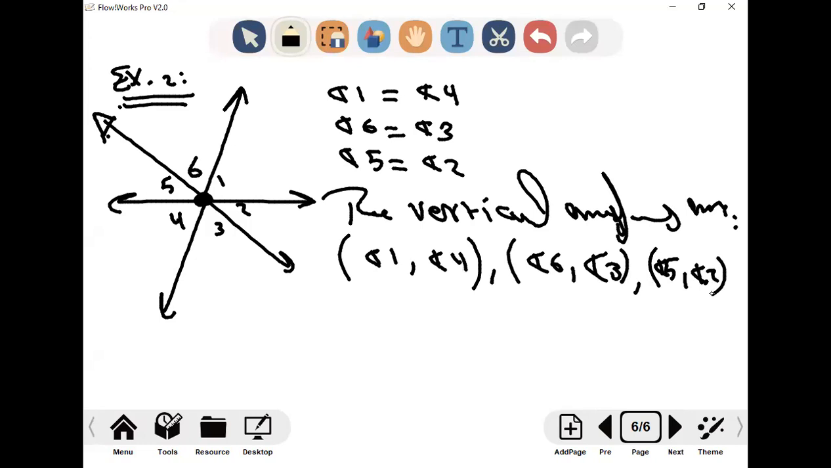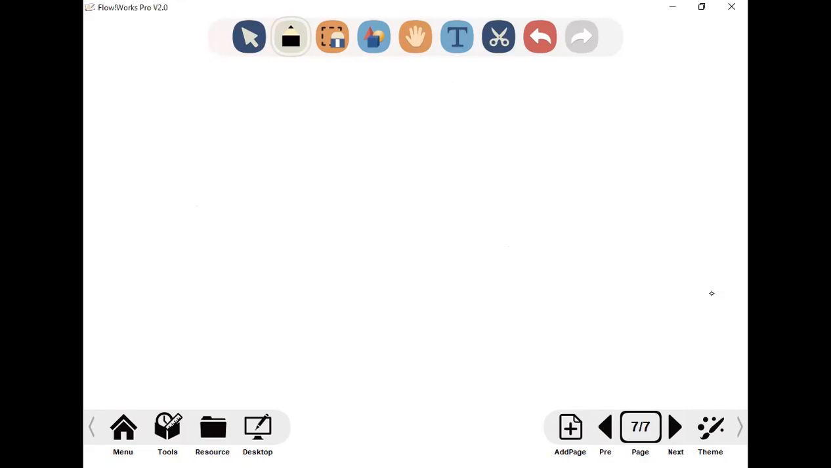Okay, as pairs, if you want to write them. But what's the relation between the angles which are vertical? They are equal, they have the same measurement. Got it? In example 2, still, angle 1 is vertical to angle 4, fill the spaces please. Angle 2 is vertical to angle 5, angle 3 is vertical to angle 6, and go on. Fine, let's go to the check after this example.